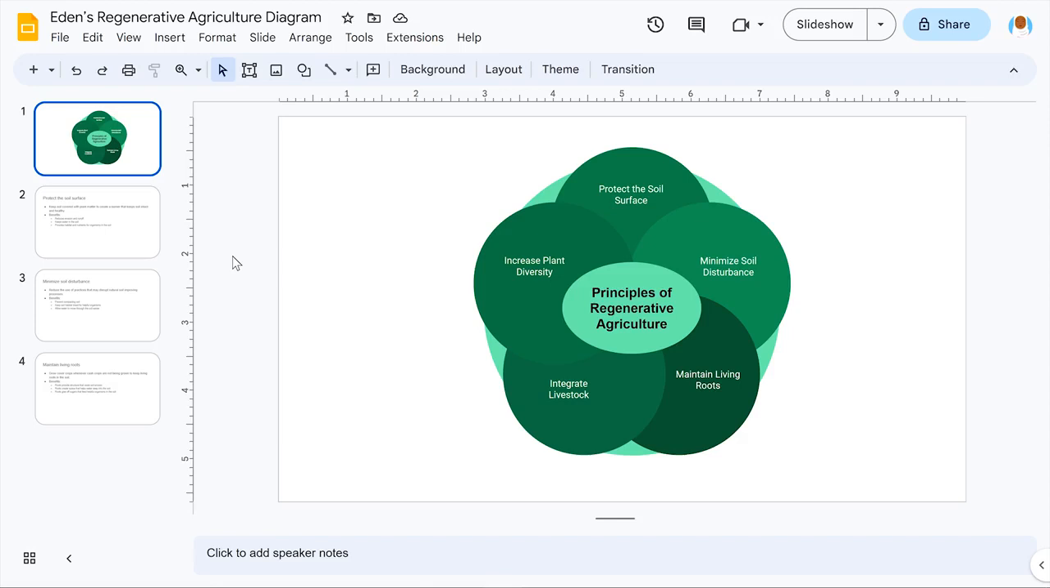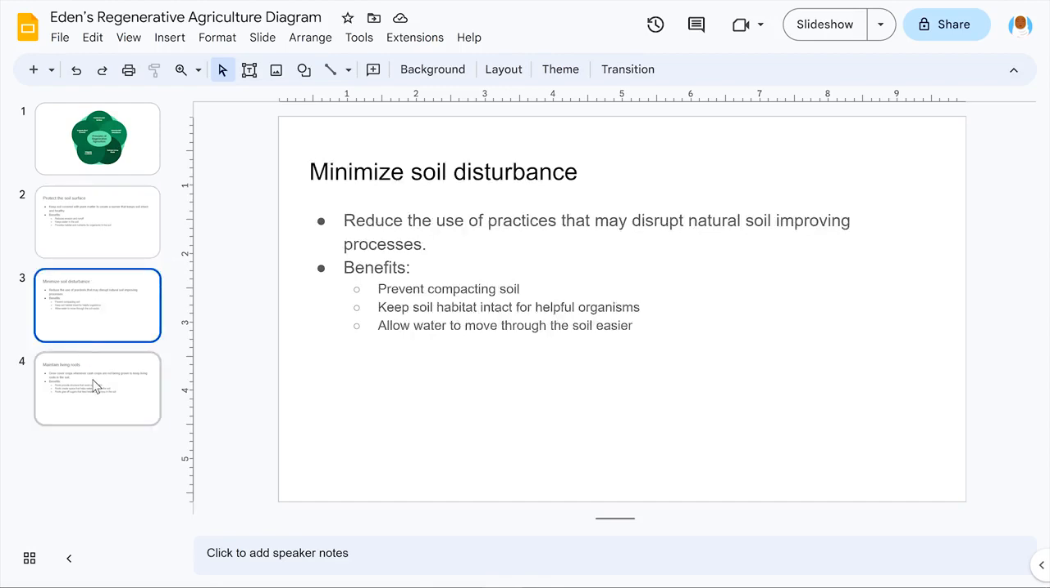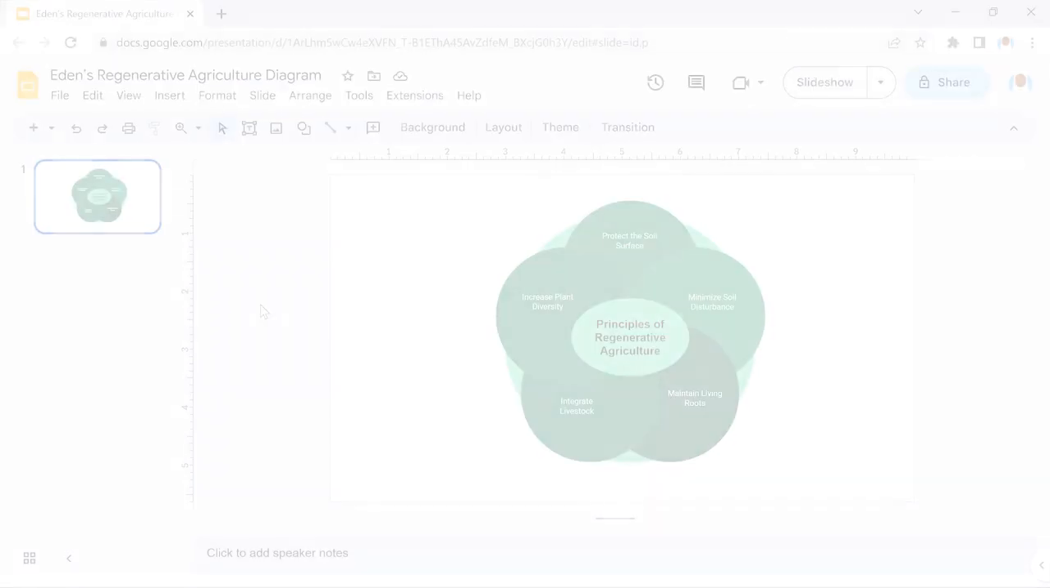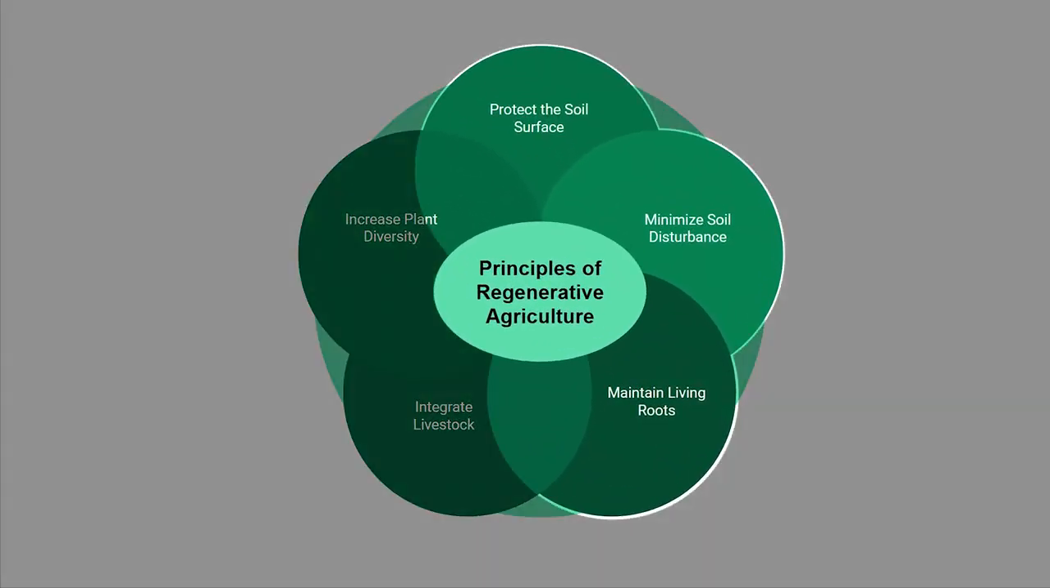In this video, you will add slides and summarize what you learn about protecting the soil surface, minimizing soil disturbance, and maintaining living roots. To begin, explore each of these principles of regenerative agriculture.